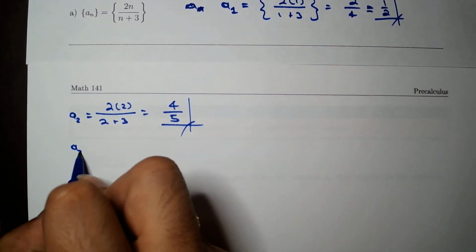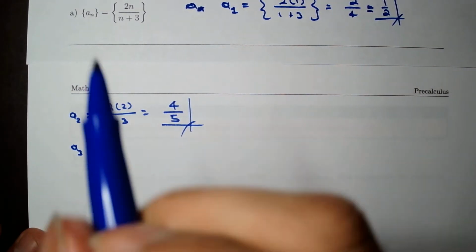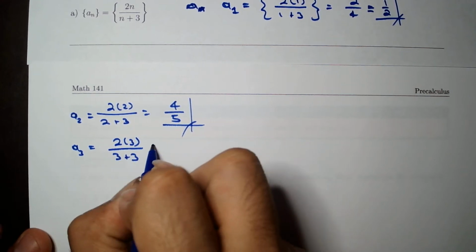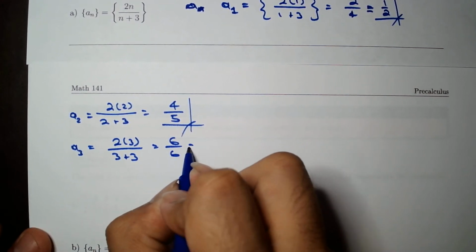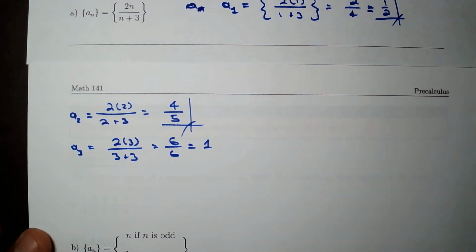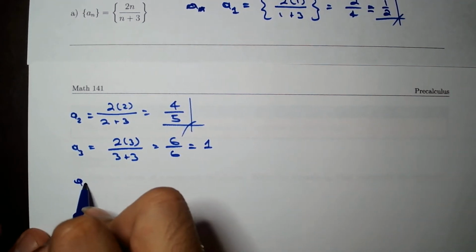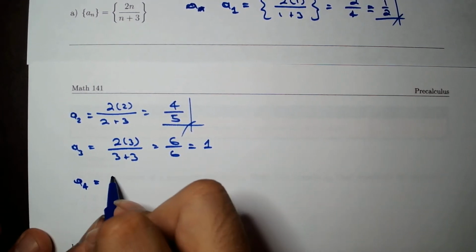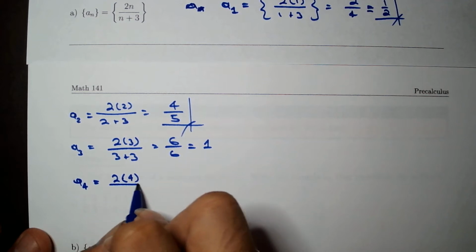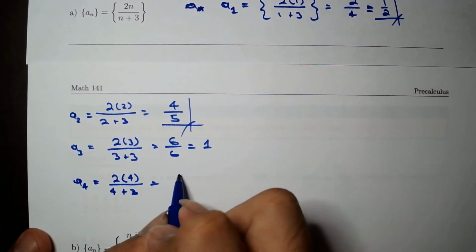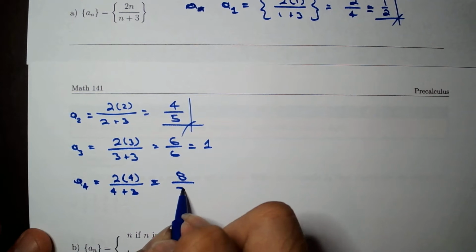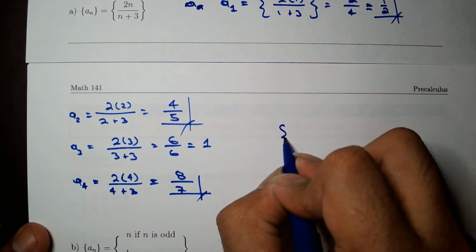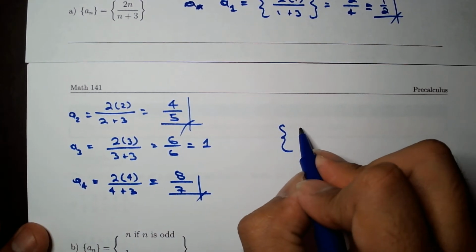A sub 3. Plug in 3 wherever you see the letter n. So 2 times 3 over 3 plus 3, which is 6 over 6, and that reduces to 1. Finally, a sub 4, because we're looking only for the first 4 terms. That's 2 times 4 over 4 plus 3, which is 8 over 7, and that cannot be reduced.